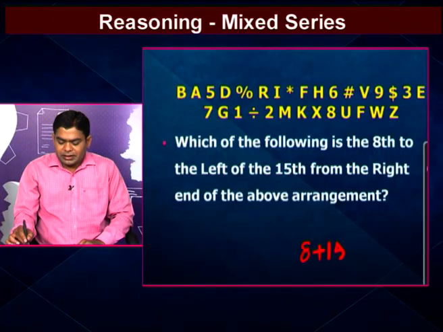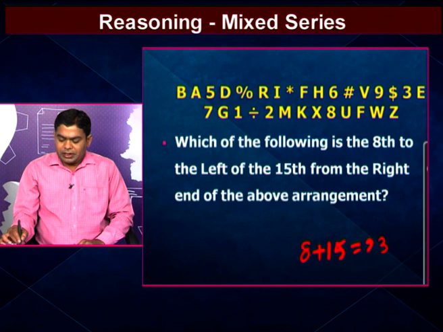Here the given numbers are 8 and 15. So here opposite directions are given. We add the given numbers. 8 plus 15, 23. We get 23. Here the question ending direction is right. That means we count from the right end. So 23rd from the right is our answer.